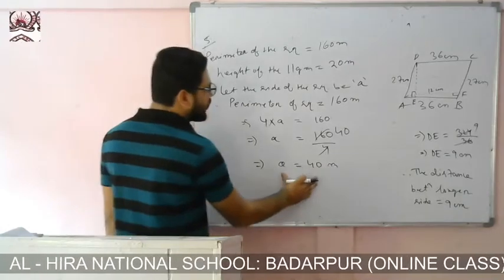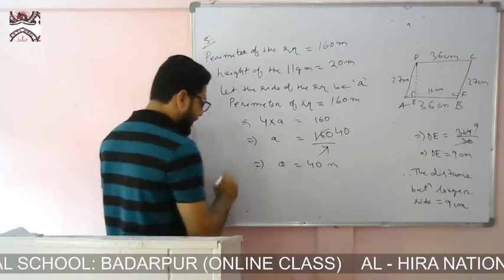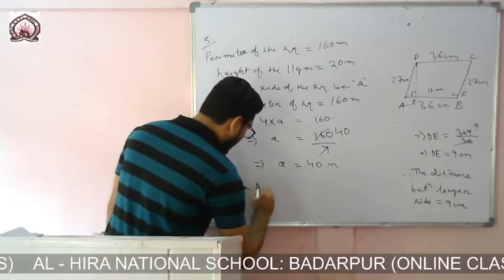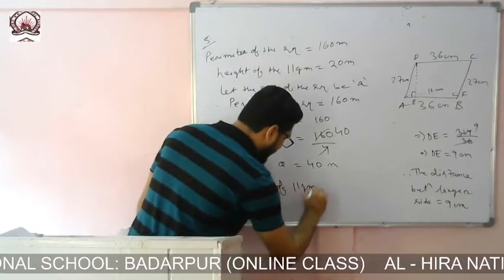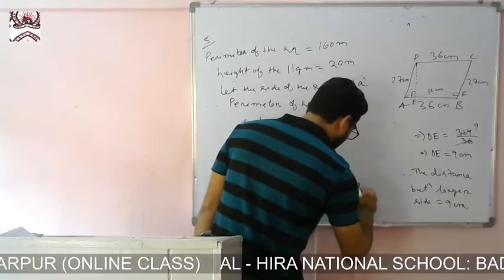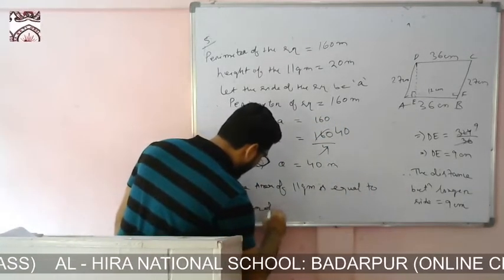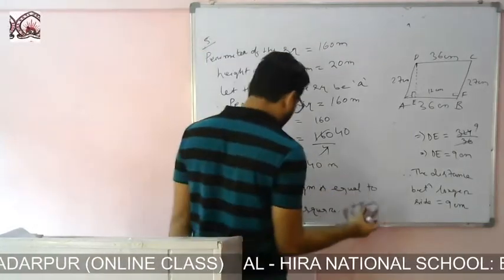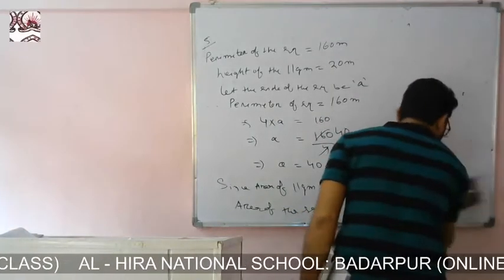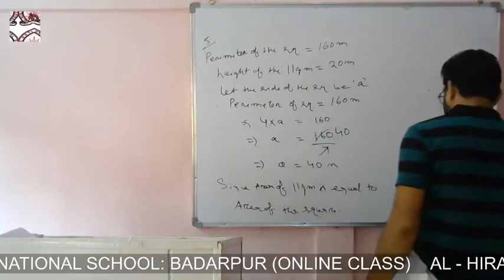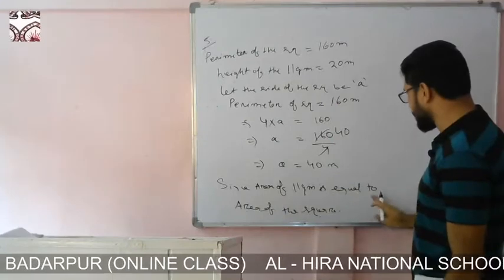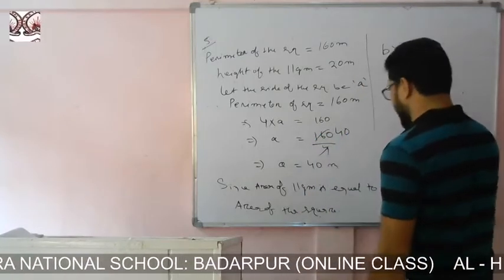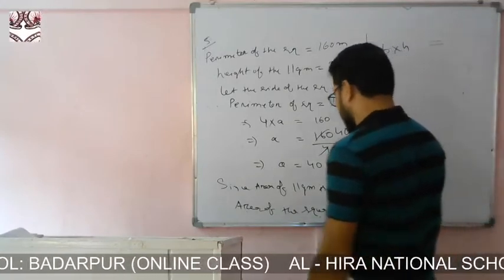This area will be equal to the area of the parallelogram. Since the area of the parallelogram is equal to the area of the square, that means the area of the parallelogram is base into height, and it equals the area of the square. Yes, here you have to find the area of the square first.